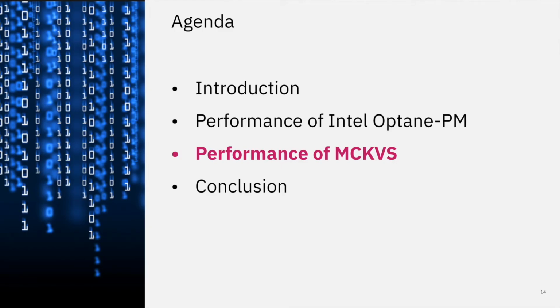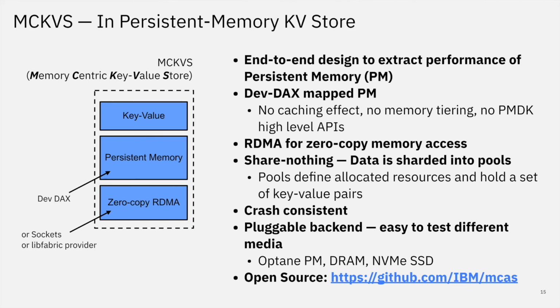Next, I will briefly introduce MCKVS, our customized persistent memory key value store, and the performance of using Optane PM in MCKVS. MCKVS stands for memory-centric key value store. It is a pure persistent memory key value store designed from scratch to fully extract the performance of persistent memory. It is fully in persistent memory, so it doesn't use DRAM for any caching or any tiering.